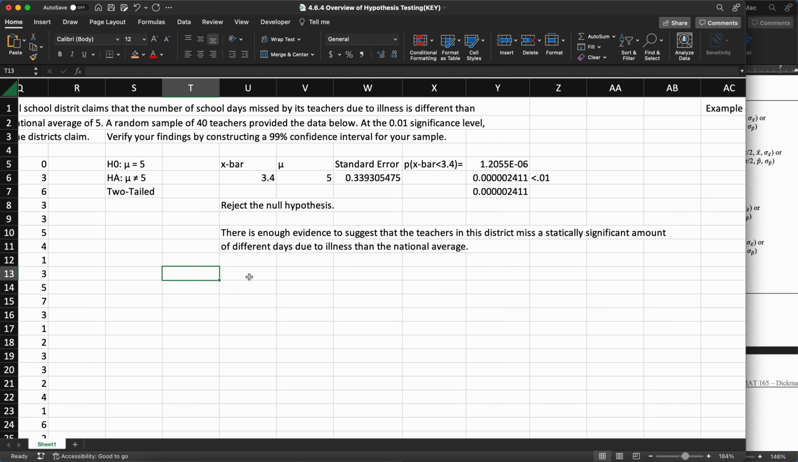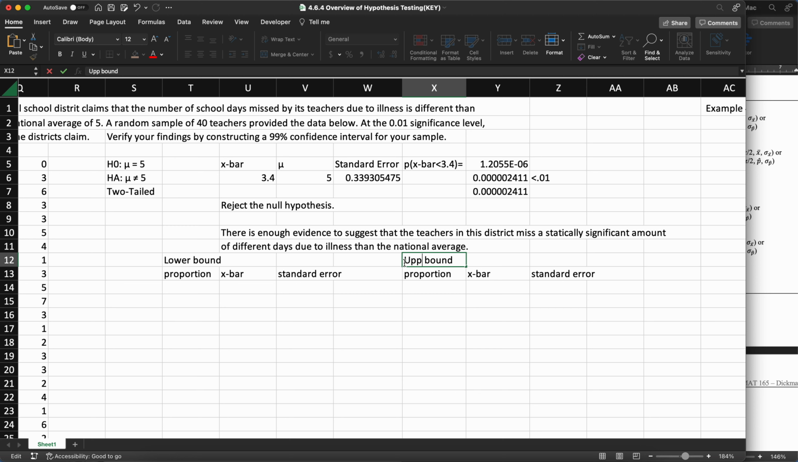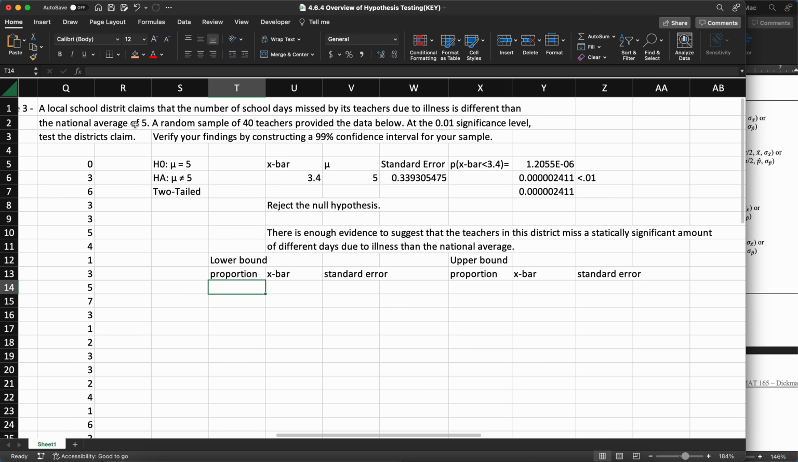Okay, so I'm going to go through that process right now. We need to know the proportion. We need to know x bar. We need to know the standard error. And this is all for the lower bound. And then we're going to go through the same process. I'm doing this out the long way. You don't have to have all of this information here. As long as you have a cell that you can reference that has the information you need in it, then that's fine. So my proportion down here, since it's a 0.01 significance level, I'm going to take half of that.